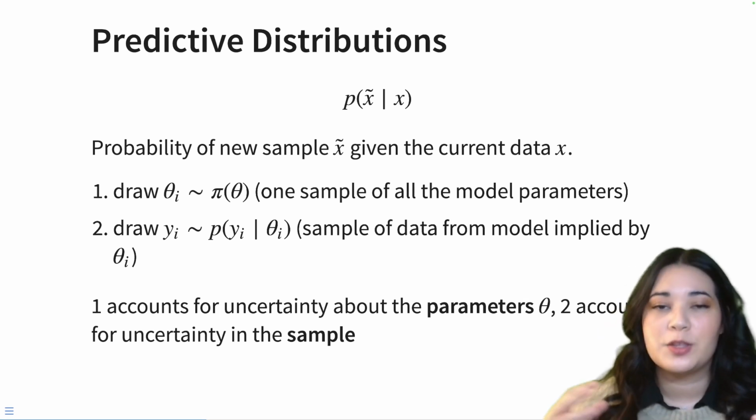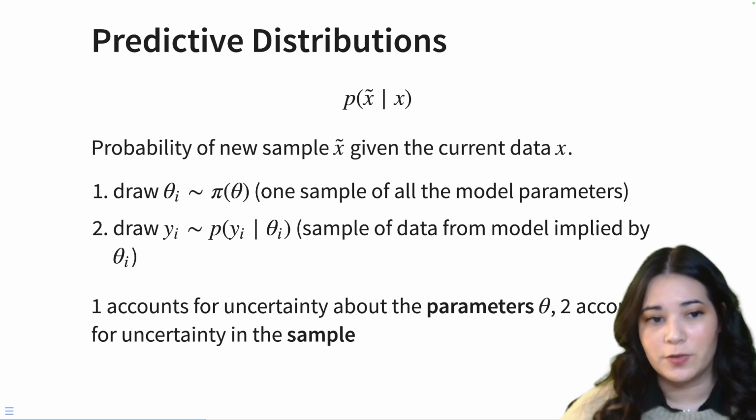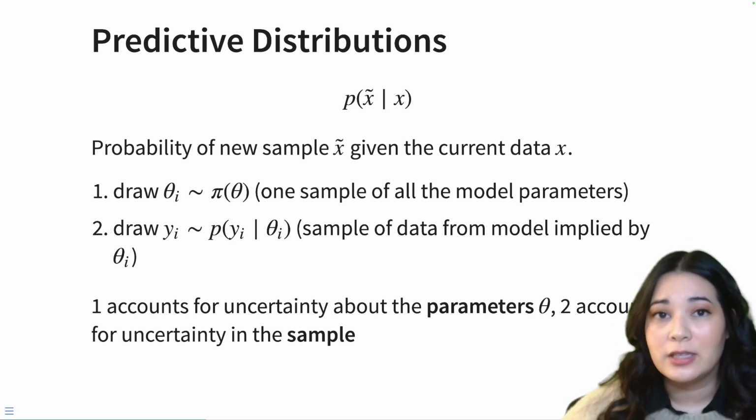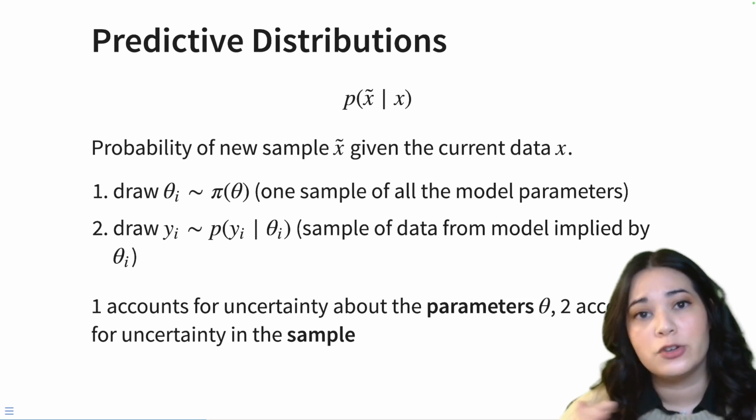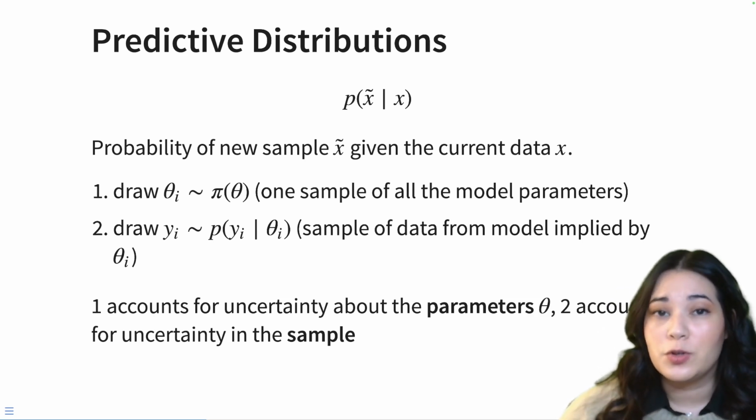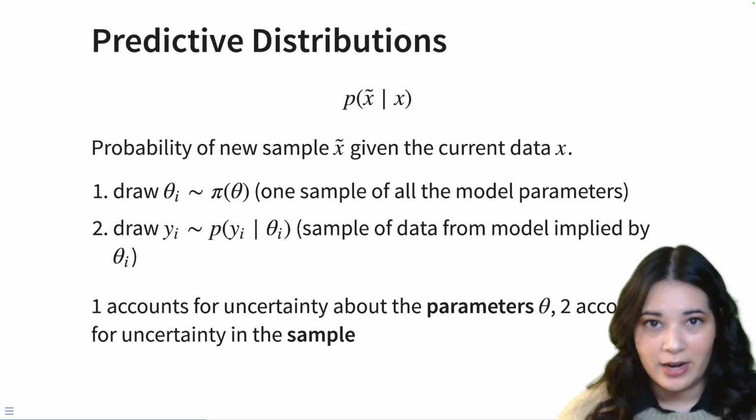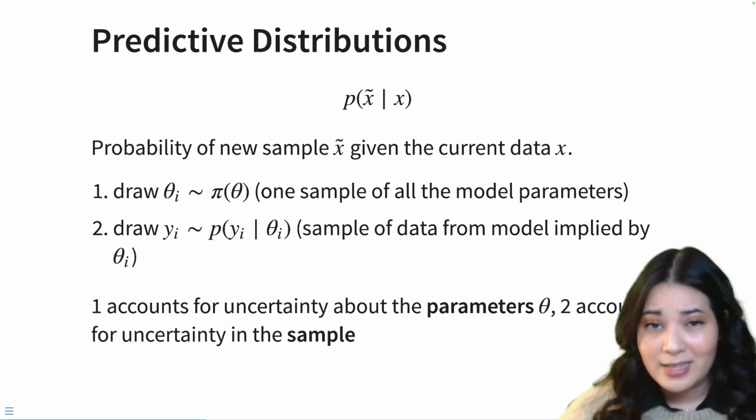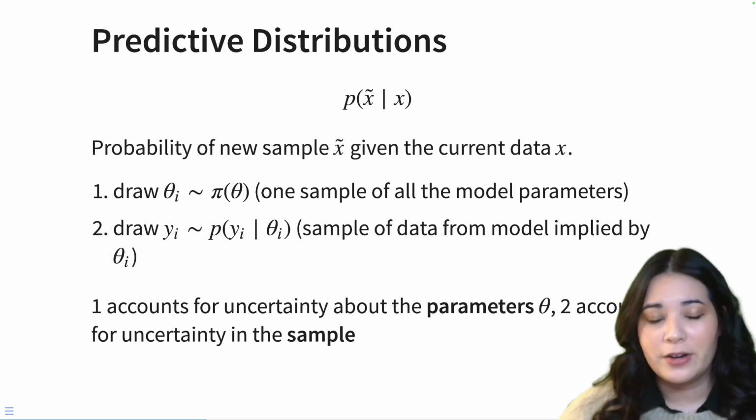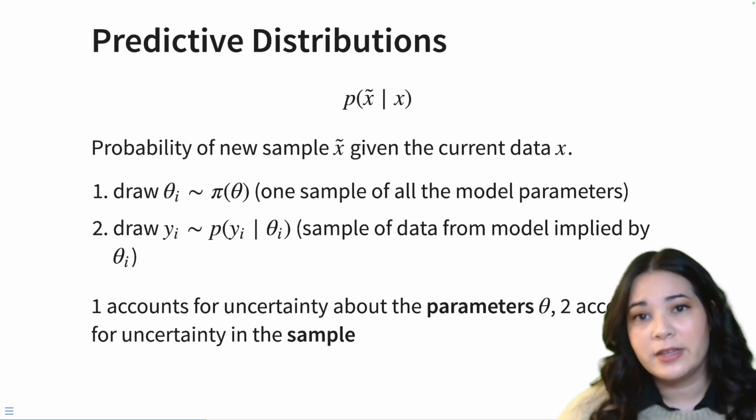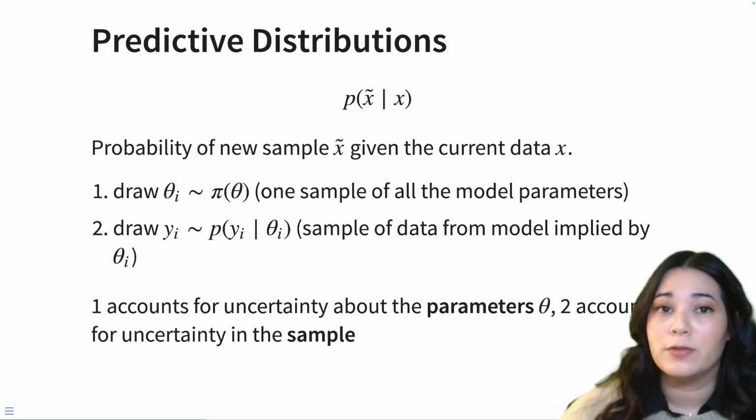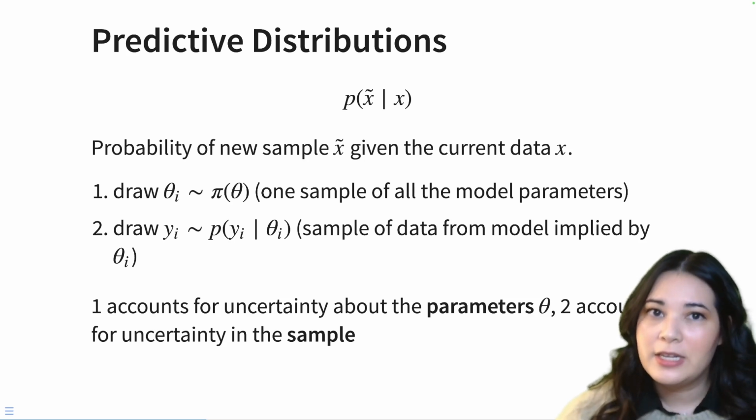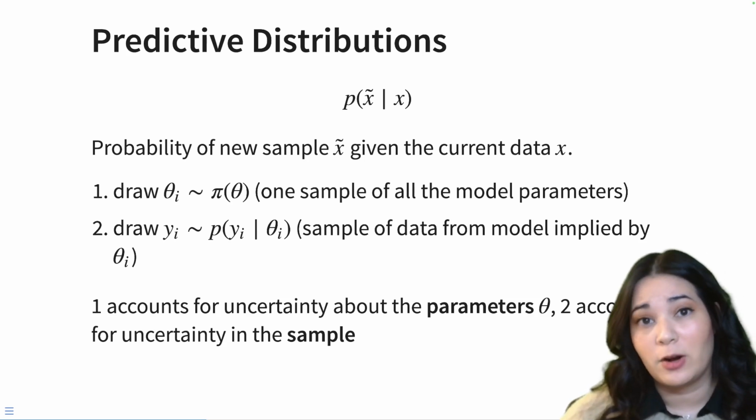Because we're going to repeat this process over and over to get a bunch of samples, we are going to inherently reflect the uncertainty we have about the parameters because each draw of the parameters is going to be slightly different. The more precise our estimates of the parameters, the less these thetas that we draw are going to vary, which is going to reduce the variability in our predictive distribution. But still, whether it's huge or very small, step 1 allows us to reflect that variability due to the uncertainty we have about our parameters.